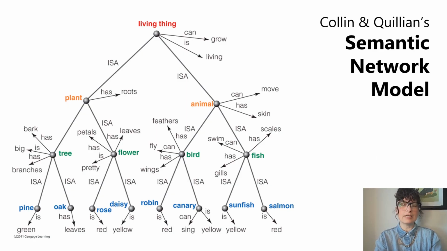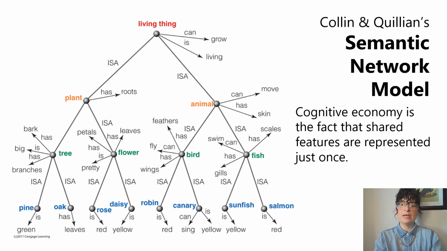Something illustrated in the connections is the concept of cognitive economy. Cognitive economy is the fact that shared features are represented just once. For example, plants have roots right at the top, at that node of plants, because that applies to all of the other examples that fall below it. You don't need to recode that multiple times. It makes more sense to have that stored only once.